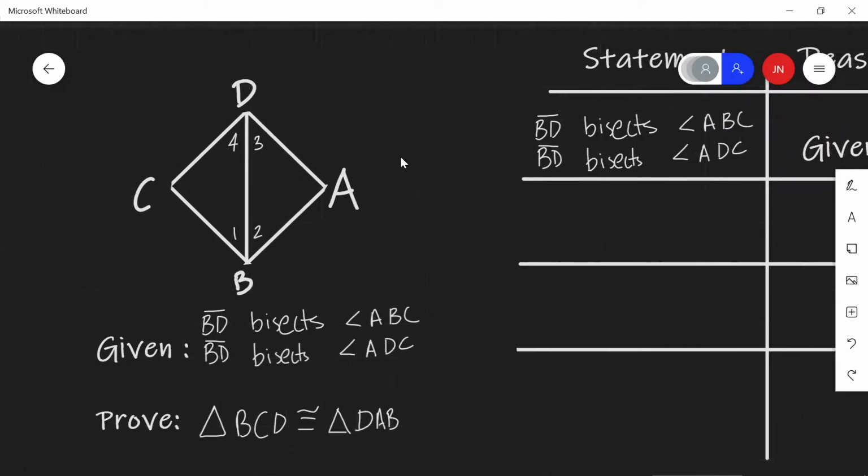In this example, we have a figure which shows two different triangles, and we have the fact that segment BD bisects both the angles ABC and ADC. By definition of a bisector, we know that the angle here and the angle here are going to be equivalent. That's what a basic angle bisector does. It just splits an angle into two equivalent parts. Using that, we're supposed to prove that triangle BCD is congruent with triangle DAB.